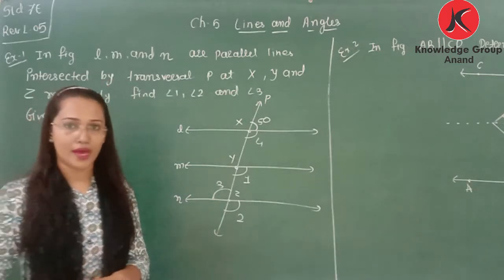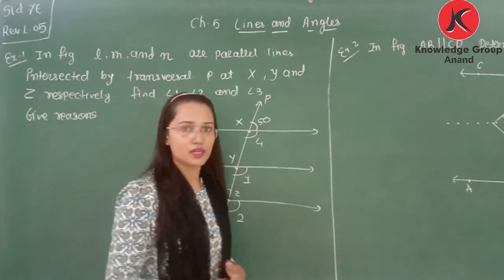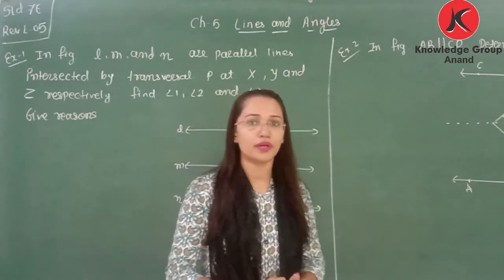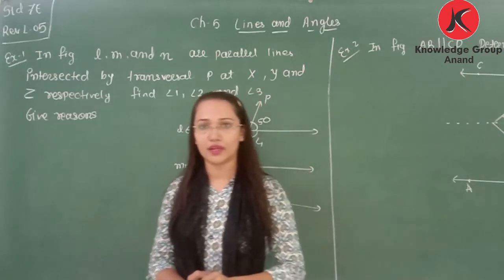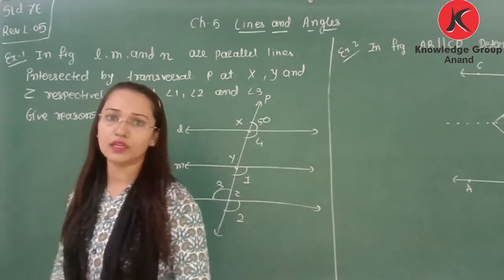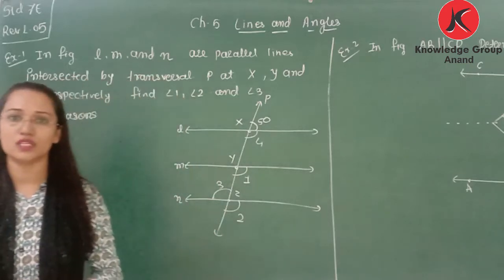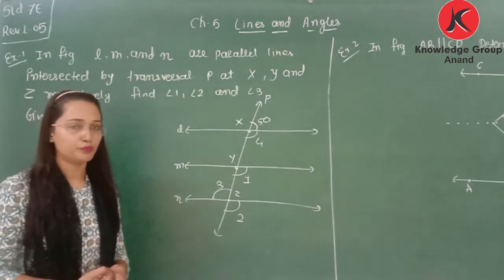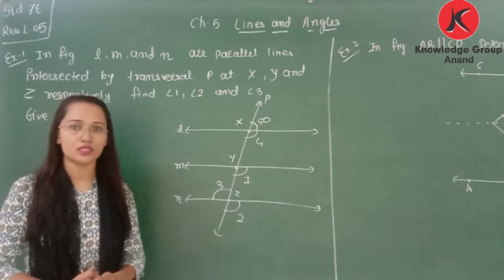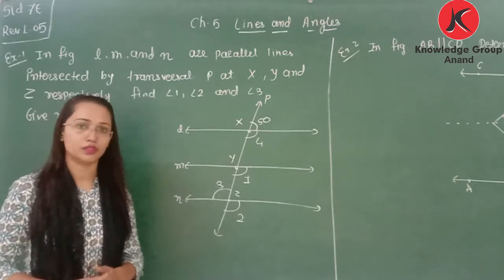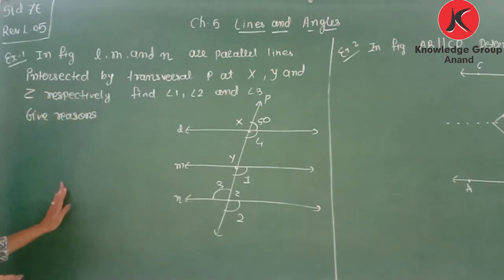If lines are parallel, then corresponding angles are equal. And the last property, if lines are parallel, then interior angles on one side of the transversal are supplementary. Clear? So we need to use that concept to solve the examples. Okay, so let's start with the first.